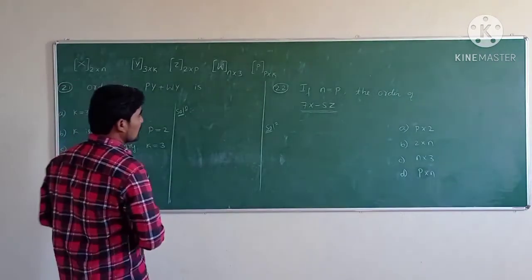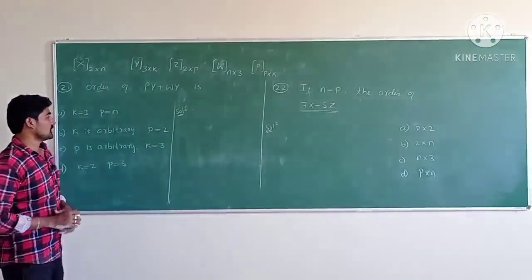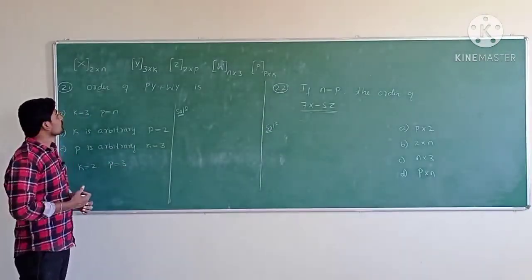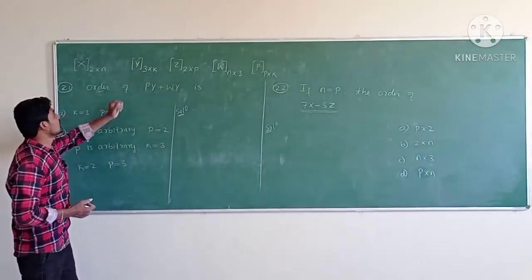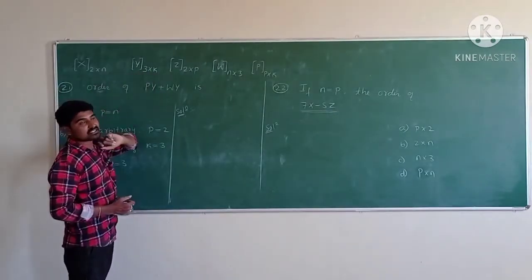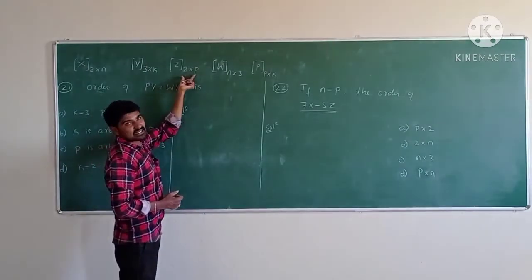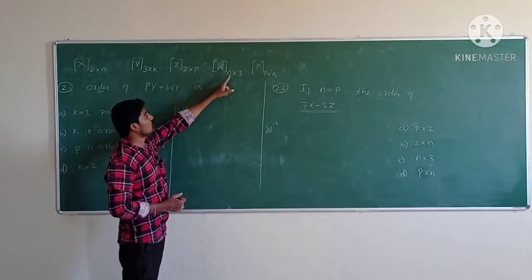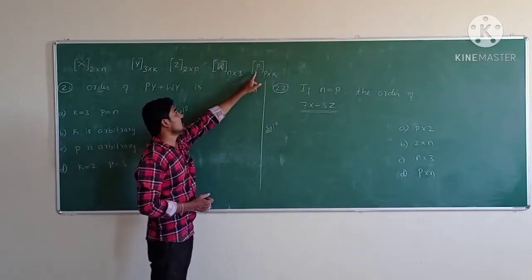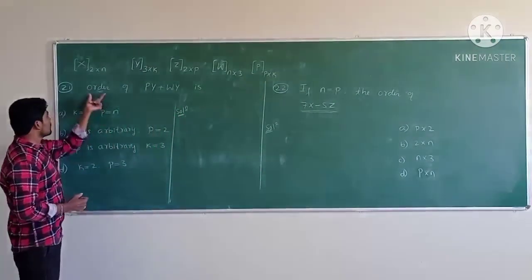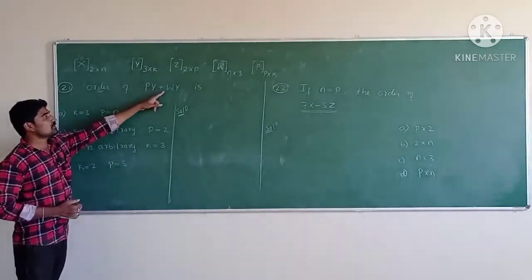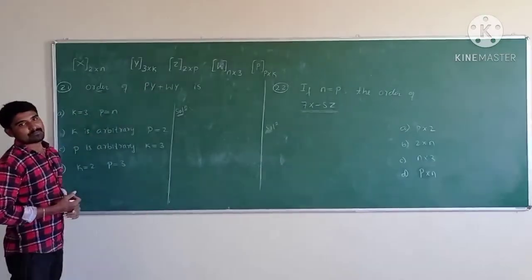Now question numbers 21 and 22. These are multiple choice questions. Here it is given that X is a matrix of order 2 cross n, Y is a matrix of order 3 cross n, Z is a matrix of order 2 cross p, W is a matrix of order n cross p, and P is a matrix of order p cross p. Then what is the order of the matrix PY plus WY?